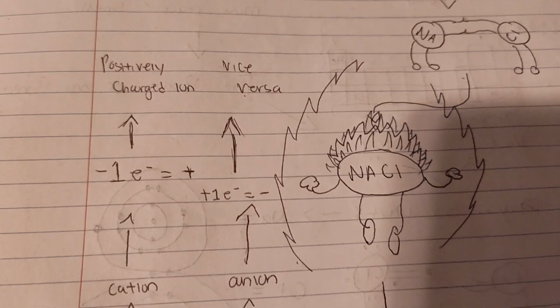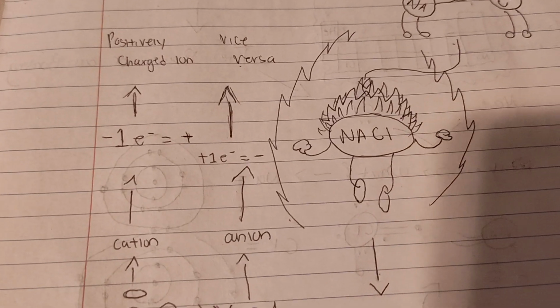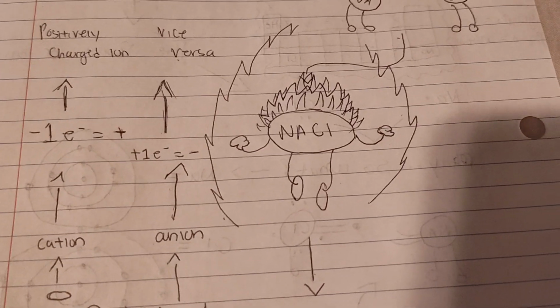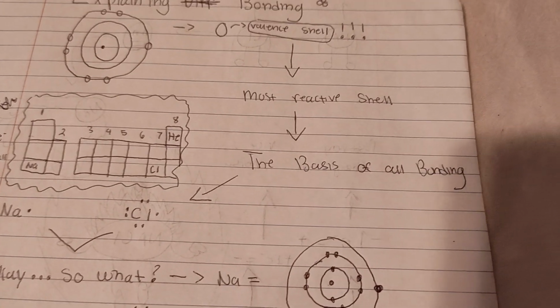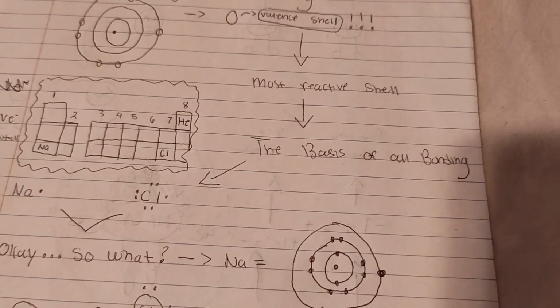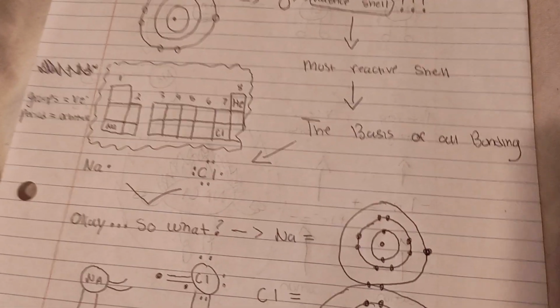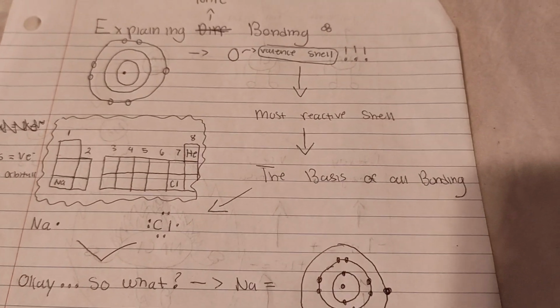And I wrote that up there, and that's the last thing I wrote. So that pretty much explains ionic bonding. I really wanted to talk about covalent bonding, and then nonpolar and polar covalent bonding, and then hydrogen bonds. But I'm lazy, so I didn't do all that.